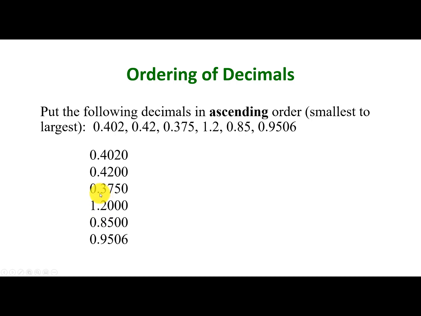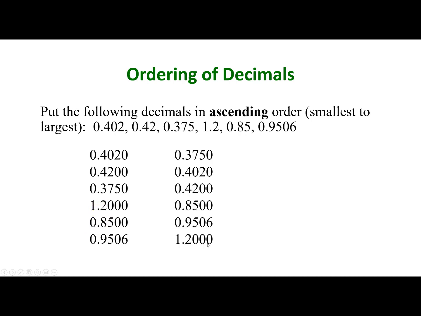The first number will be 0.375. Next would be 0.402. 0.42 is a little bit larger. Next would be 0.85. Next would be 0.9506. And then finally we have 1.2. So this is the ordering in ascending order.